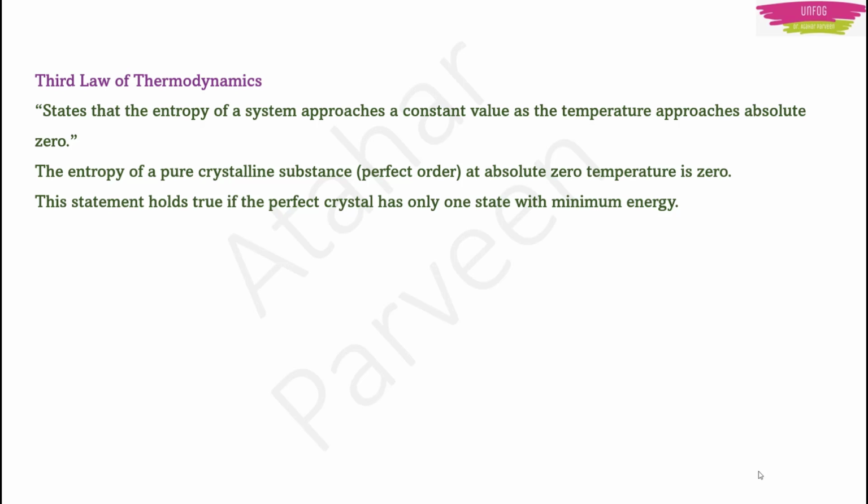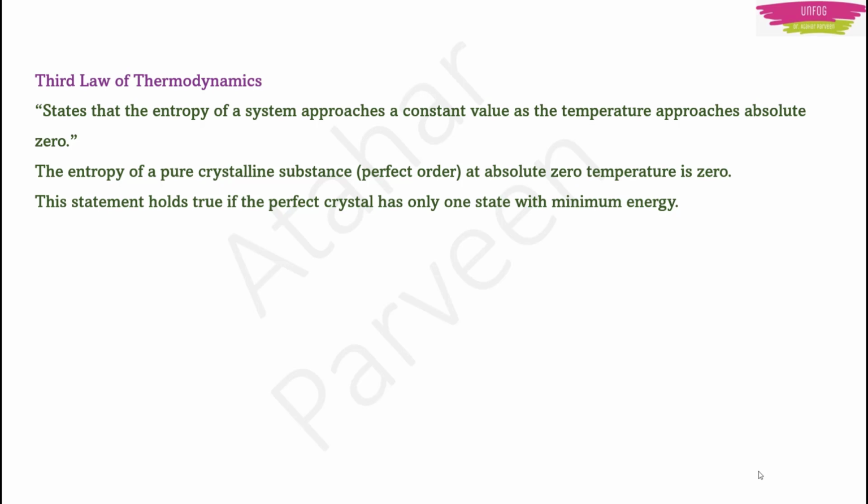Third law of thermodynamics. It states that the entropy of a system approaches a constant value as the temperature approaches absolute zero. That means if your temperature is going to zero, then your entropy will not be disturbed. It will not move up and down. It will not change. It will become constant. Okay. Zero temperature means constant entropy. Means there is no disorderliness.